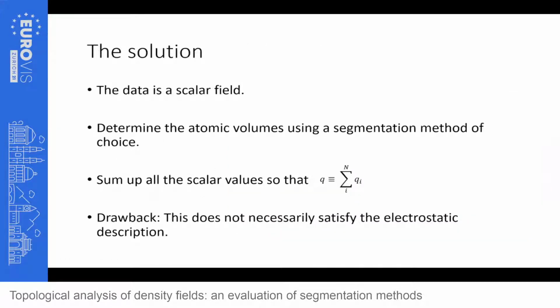So there we have the solution. We take our data, which is a scalar field. We determine the atomic volumes using a segmentation method of choice, and then we sum up all the scalar values so that the total charge of an atomic segment is just the sum of all the scalar values. The drawback of this approach is that it's not necessarily true that the electrostatics is satisfied by this.